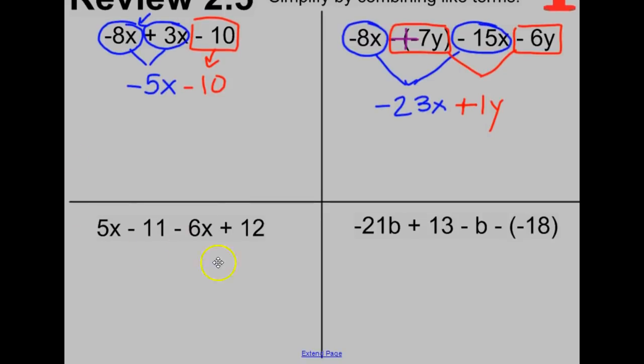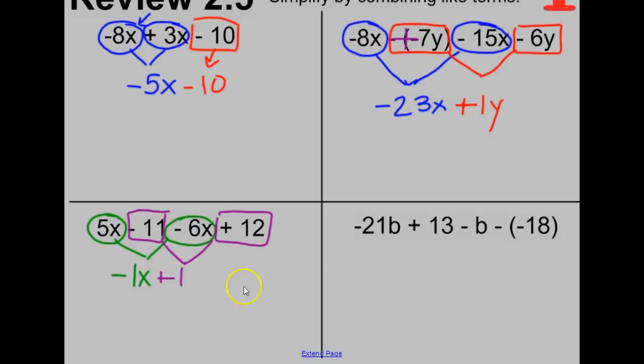Second row here, combining our like terms, I'm going to do the letters first, 5x and a negative 6x. There are more negatives. Different signs subtract. 6 minus 5 is 1. So we have negative 1x. And then we have a negative 11 and a positive 12. Combining those, there's more positives. 12 minus 11 is 1. There's our answer.